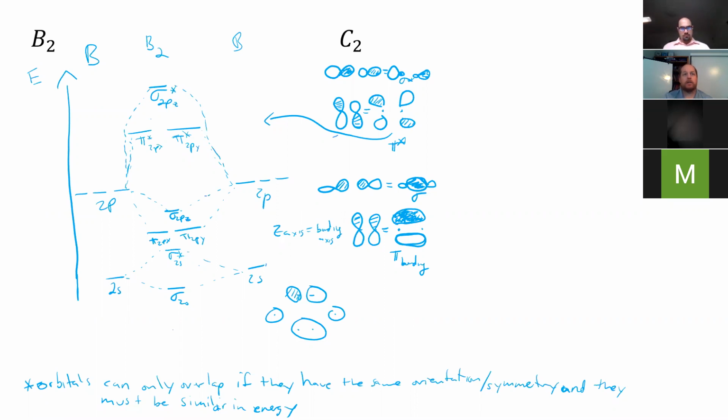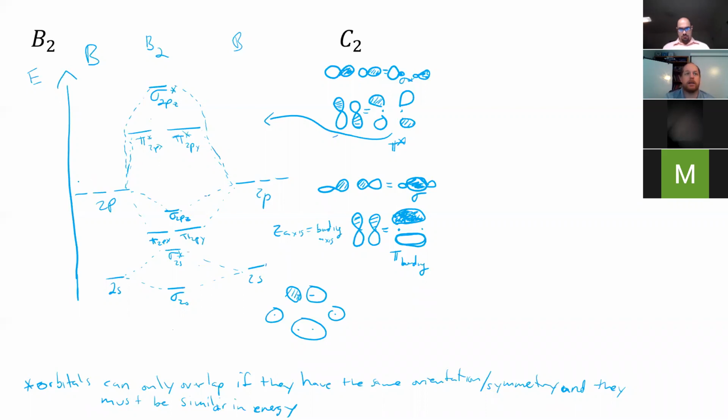And so for boron, carbon, and nitrogen, the ordering is going to be such that you have the sigma 2s, the sigma star 2s, the two pi 2p orbitals, pi 2px and pi 2py, the sigma 2p orbital, then the pi star orbitals and the sigma star orbital up top.